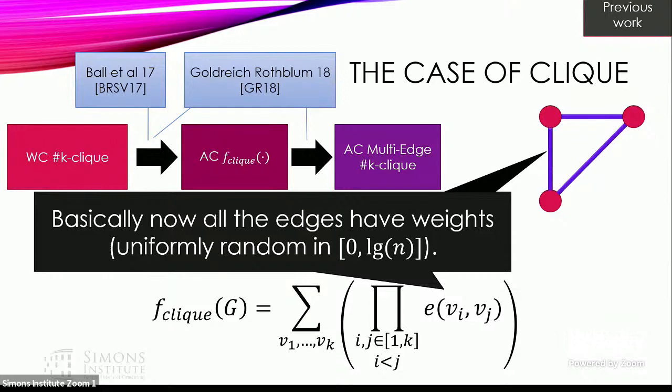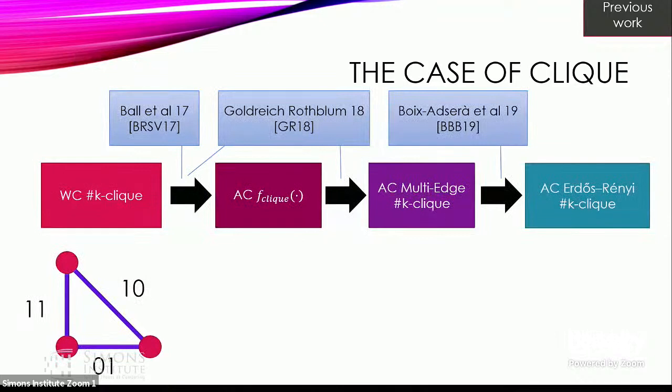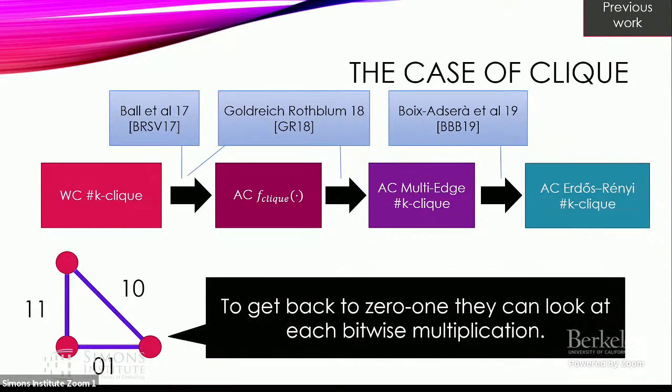So this is all well and good, but this does not look like a k-clique problem over an Erdős-Rényi graph. And Wilderreich Rothblum go from here and come up with a gadgety way to get back to a k-clique problem that's unweighted, but it doesn't look like Erdős-Rényi graphs. Instead, Bois-Dassara et al. take this version of the problem where you have weights on all your edges, and they try and get back to 0, 1.